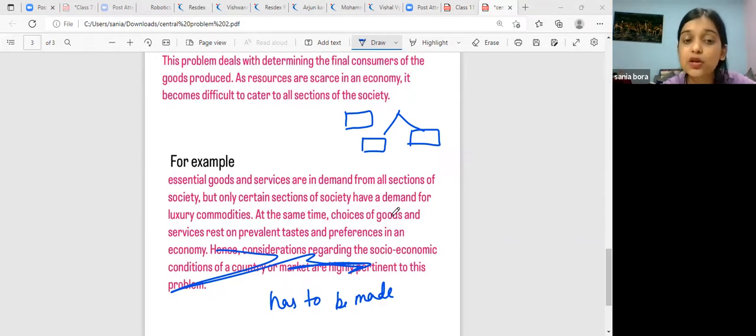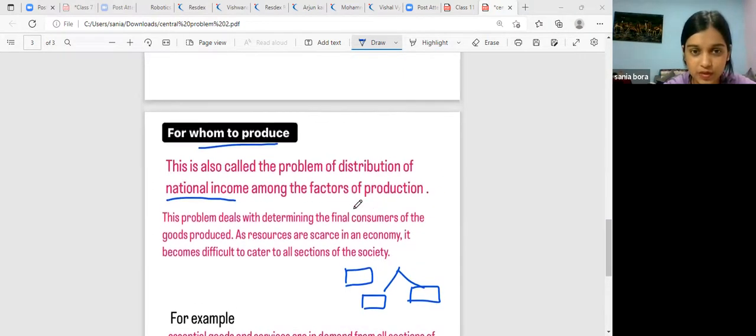Therefore, the choices of goods and services based on prevalent taste and preferences in an economy have to be made, right? So you have to make a choice for whom you want to produce it, right? And so that you can determine the income, right? Okay. So first you'll write this.